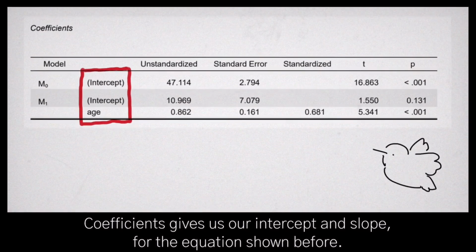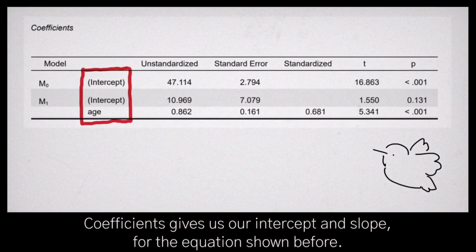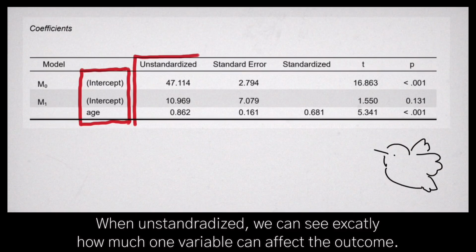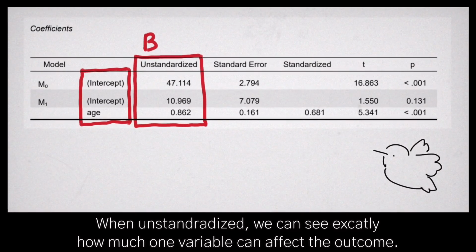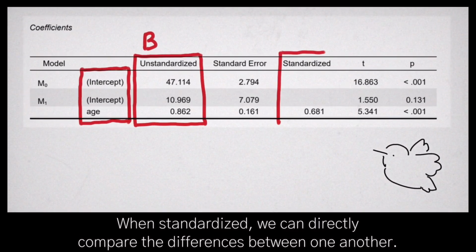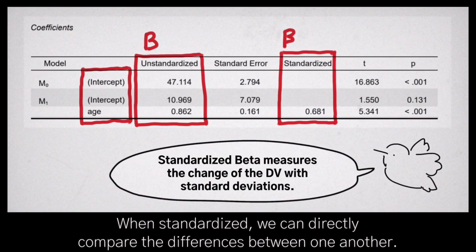Coefficients give us our intercepts and slopes for the equations shown before. When unstandardized, we can see exactly how much one variable can affect the outcome. When standardized, we can directly compare the differences between one another.